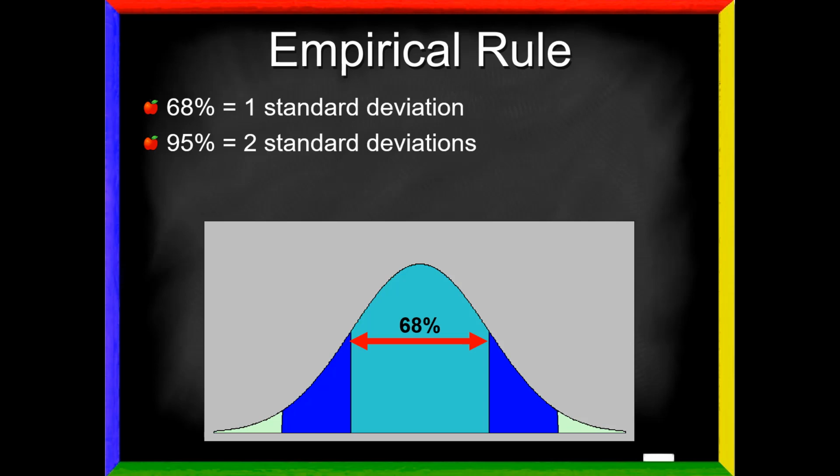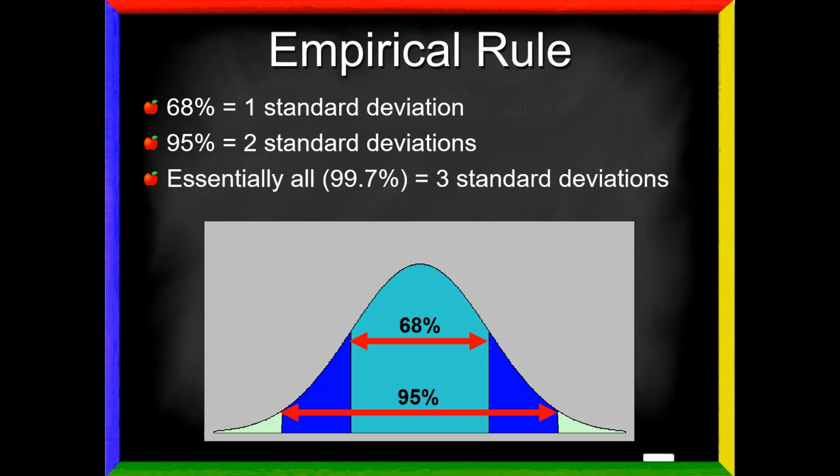95% of our data will fall within two standard deviations. And in the graph down here, that's going to be the light blue area plus the dark blue. And then finally, almost all, or about 99.7% of all of our data will fall within three standard deviations. So that's this entire curve right here.